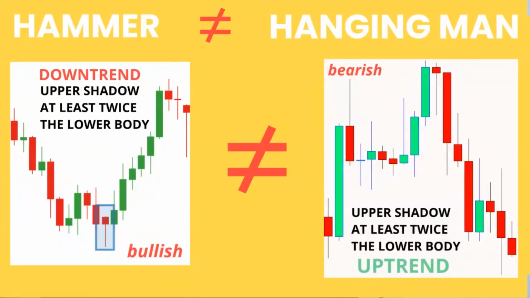So here's another example of a hammer, one more, just so you can get it through the head. So the upper shadow is at least twice the lower body, and the hanging man, you could see the hanging man on the upper area. You could see after the green candles, boom, hanging man, and boom, the price crashed back down. And you have to understand, the hanging man appears on an uptrend and the hammer appears on a downtrend. They both are indicative of price reversals.